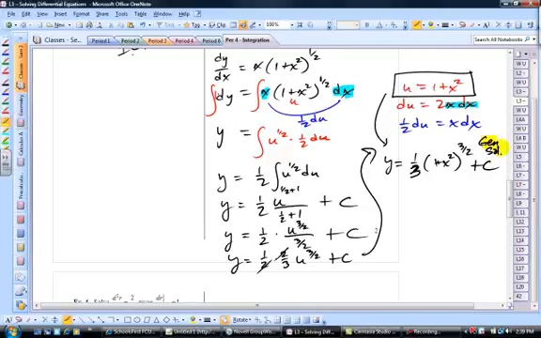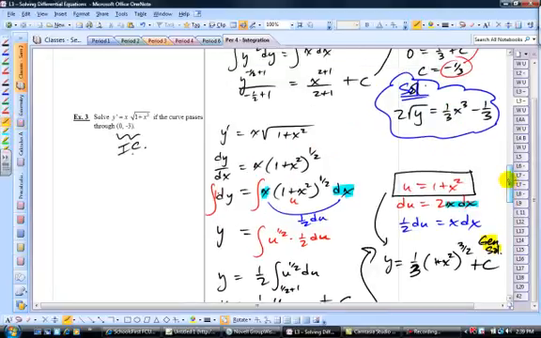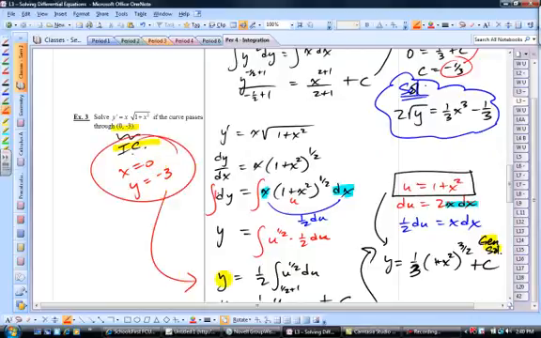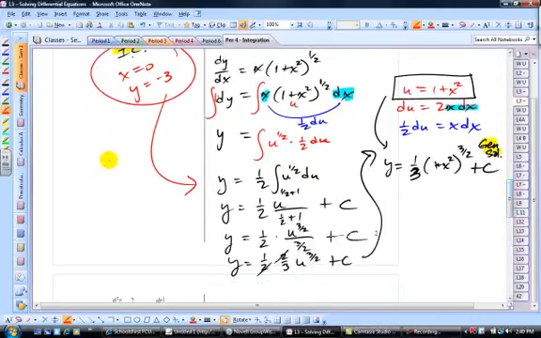Okay, but I want a specific solution. I want it to pass through (0, -3). So if that's the case, x has to be 0 and y has to be -3. That's called your initial condition. And you need to substitute that in to find c.